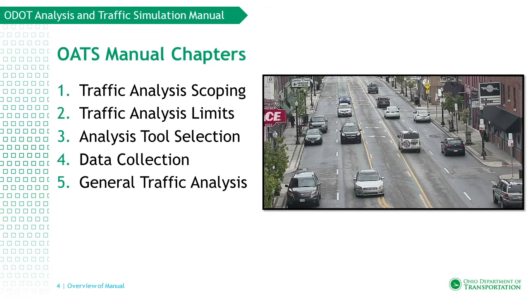The OATS manual is divided into 9 chapters. Each of these chapters is covered by at least one video in this training series. The first chapter, Traffic Analysis Scoping, describes the components of the ODOT Analysis Scoping document. Setting spatial and temporal analysis limits is detailed in Chapter 2, Traffic Analysis Limits.